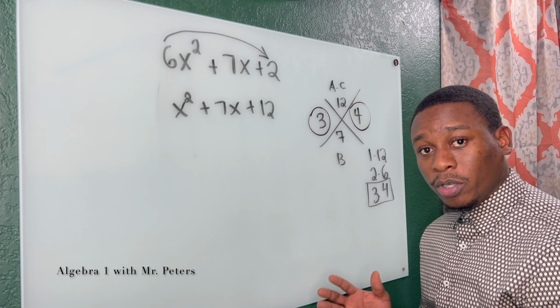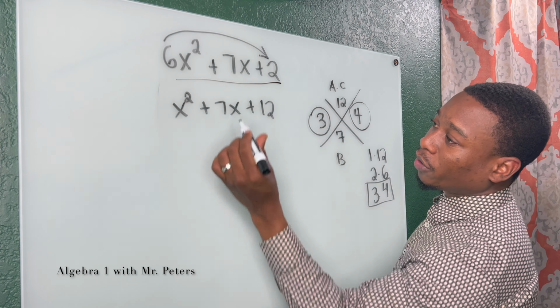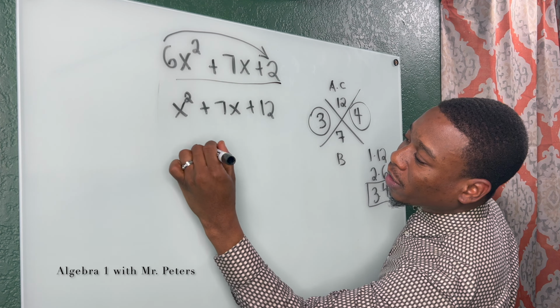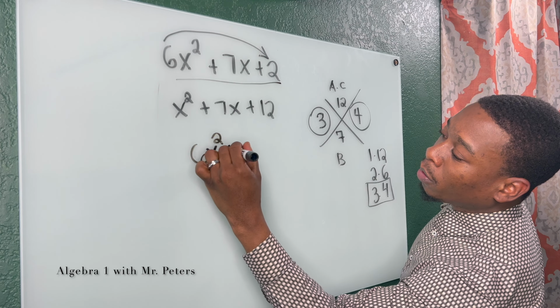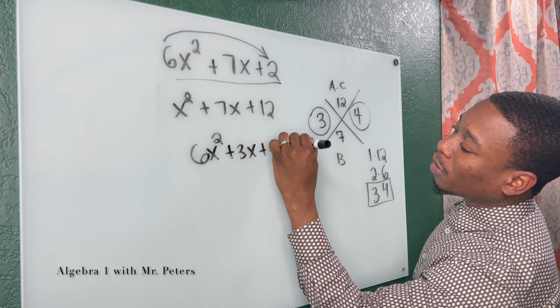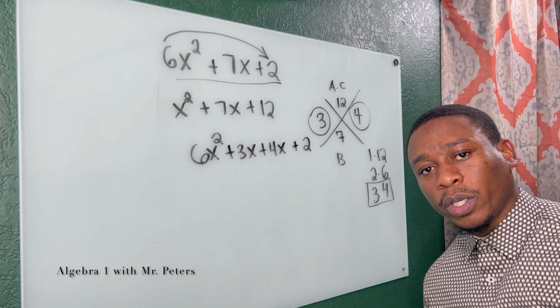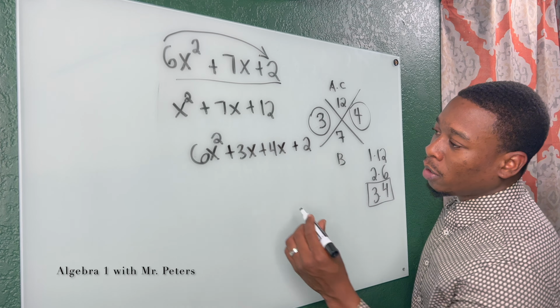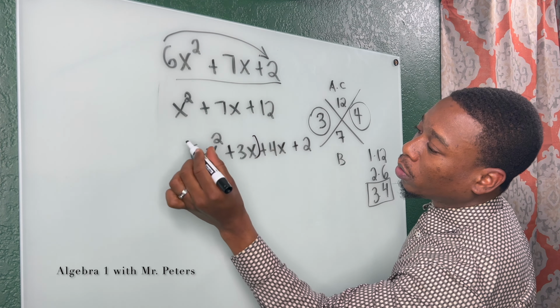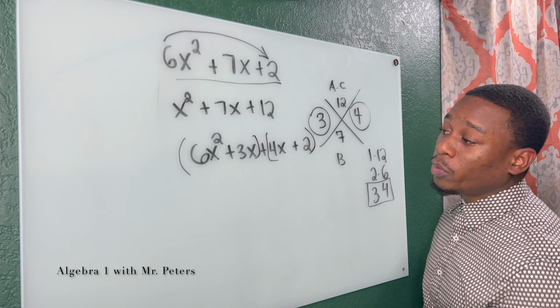Now, let's go back now that we have our factors. And remember, we put these factors into the original trinomial. So now we have 6x to the second power plus 3x plus 4x plus 2, right? And now let's see if we can get these factors. So we're going to group. Cut those two off. Cut those two off. I have my two binomials.